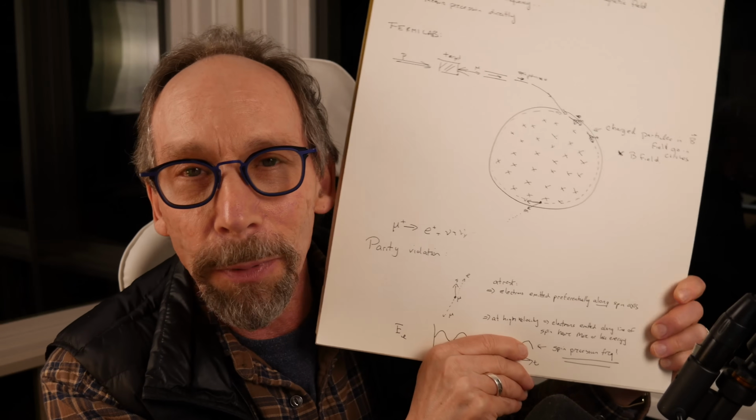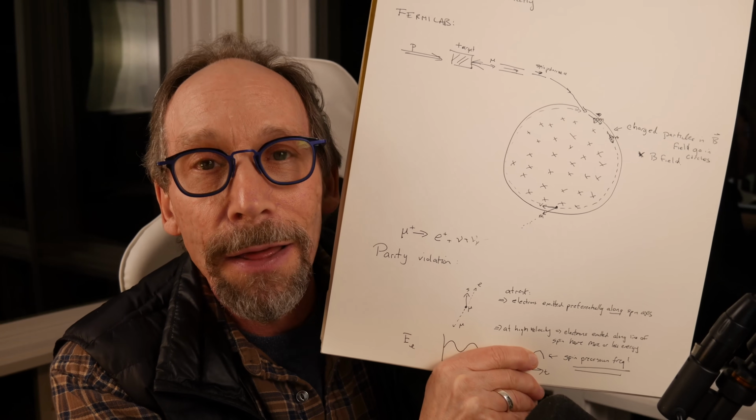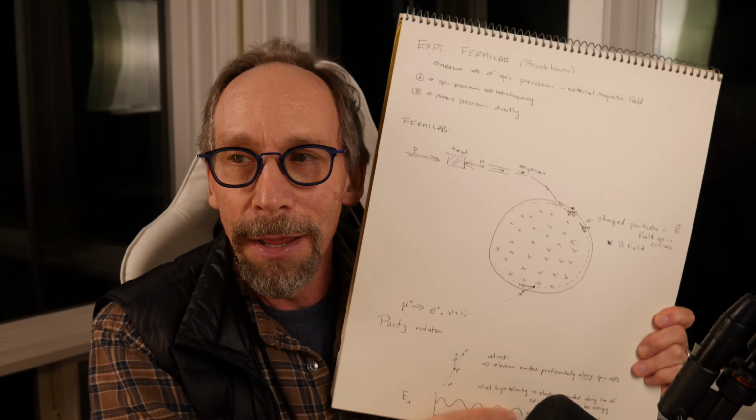And once you measure this precession frequency, it's, remember, calculated to be the product of the magnetic field times the magnetic moment of the muon. Then you measure the magnetic moment of the muon. And that's what has been done at Fermilab. The experiment's taken many, many years. And again, it was first performed 20 years ago.